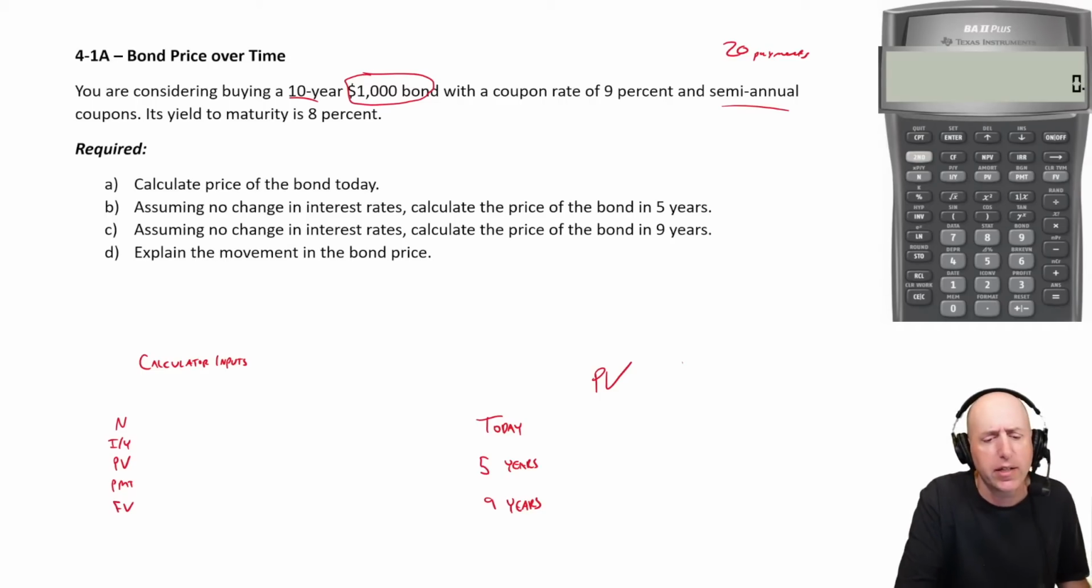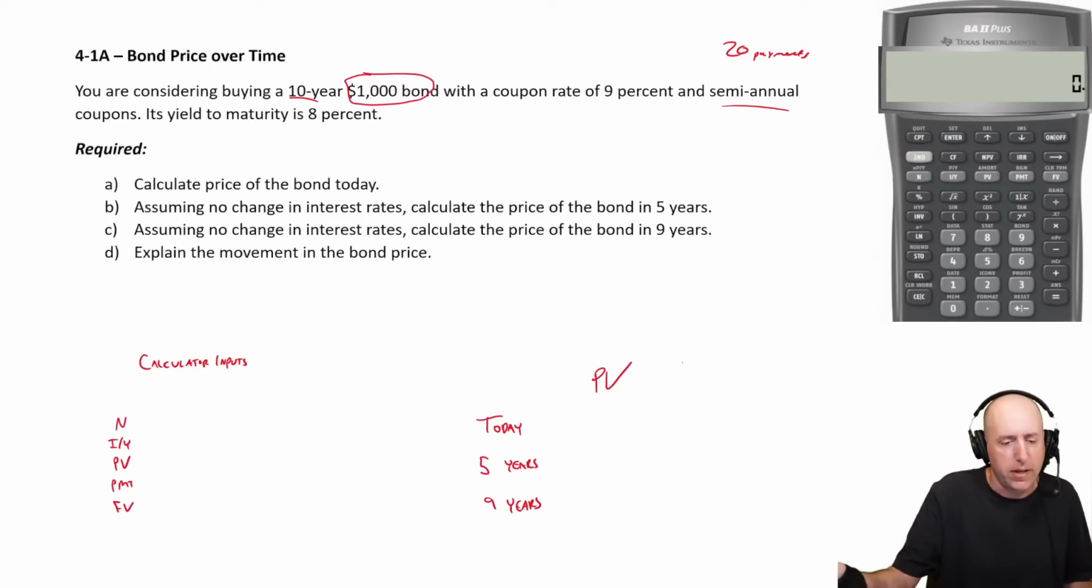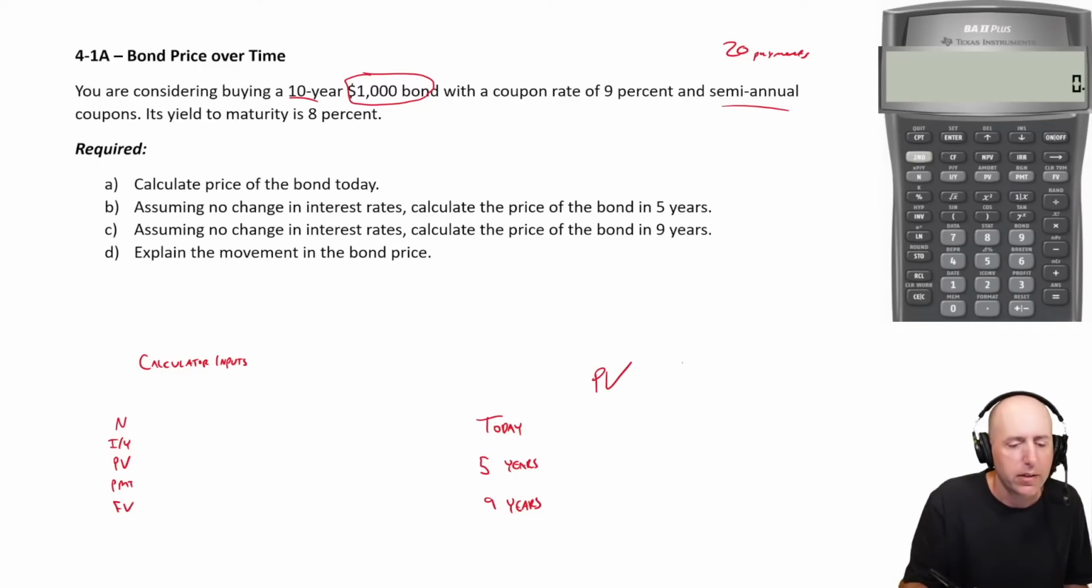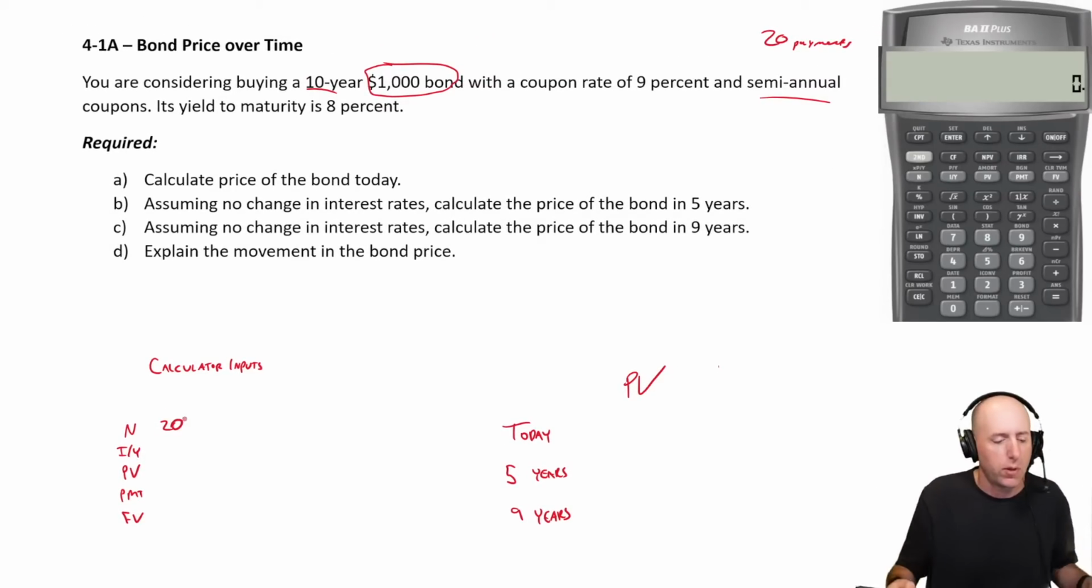Okay, you're considering buying a 10-year $1,000 bond, coupon rate 9%, semi-annual coupons. Its yield to maturity is 8%. Calculate the price of the bond today. Here's what we're going to input into our calculator. The N is 20, right? There's 20 semi-annual payments, 20 periods.